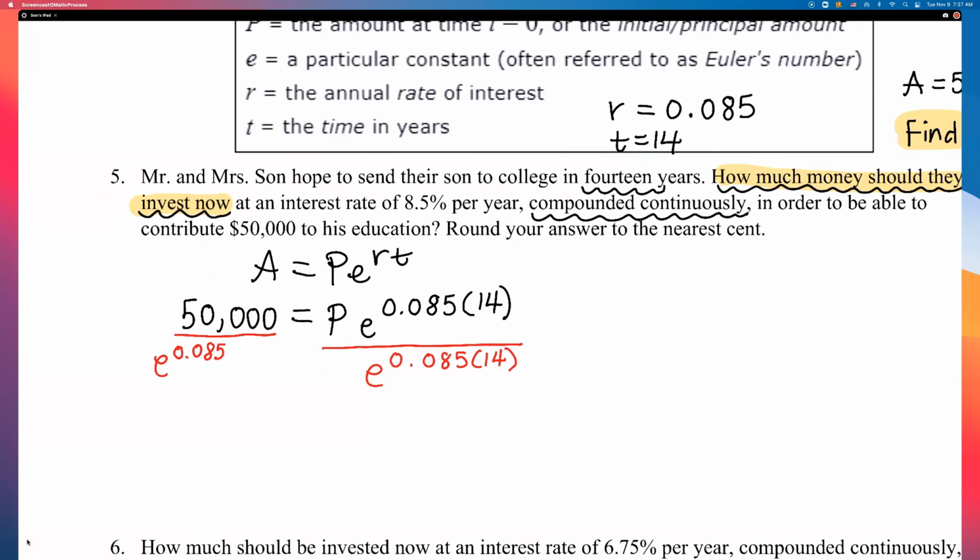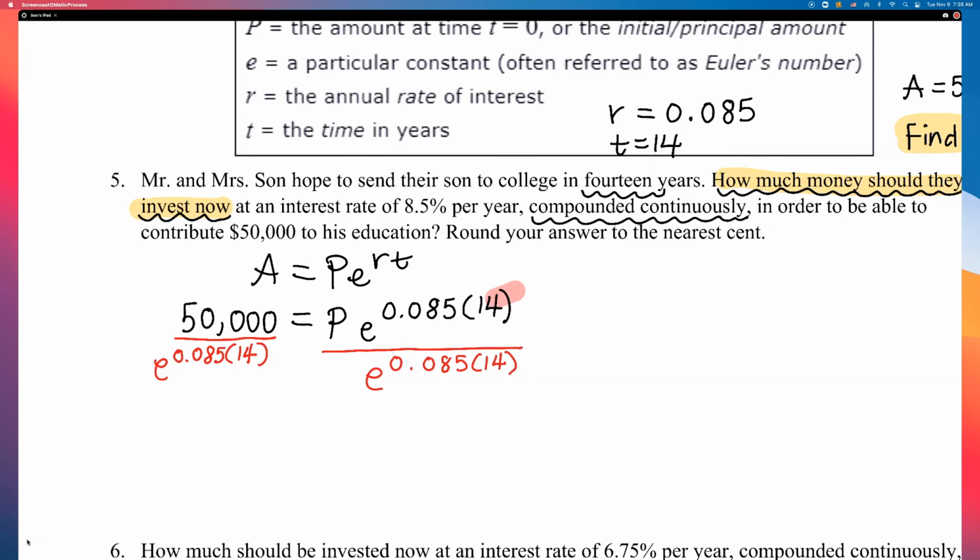All right, so that's what we're doing. We're dividing both sides by that exponential term. So what will happen on the left-hand side, the right-hand side, this exponential term will just cancel out. So let me go ahead and say this will cross out on this side. So this is out and this is out. But P is simply going to be just that 50,000 divided by that exponential. So 50,000 divided by e to the 0.085 times 14. Oh, so that's exact. That is the exact form.